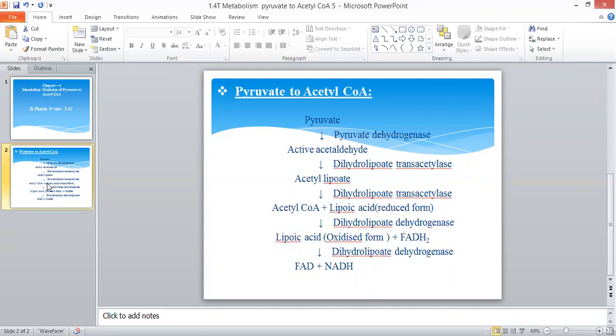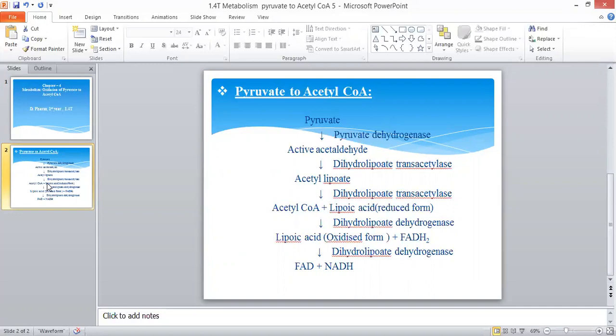The conversion of pyruvate to acetyl coenzyme A occurs under aerobic condition. It occurs by oxidative decarboxylation. It is catalyzed by a complex enzyme system called pyruvate dehydrogenase. This enzyme complex is an aggregate of three specific enzymes.